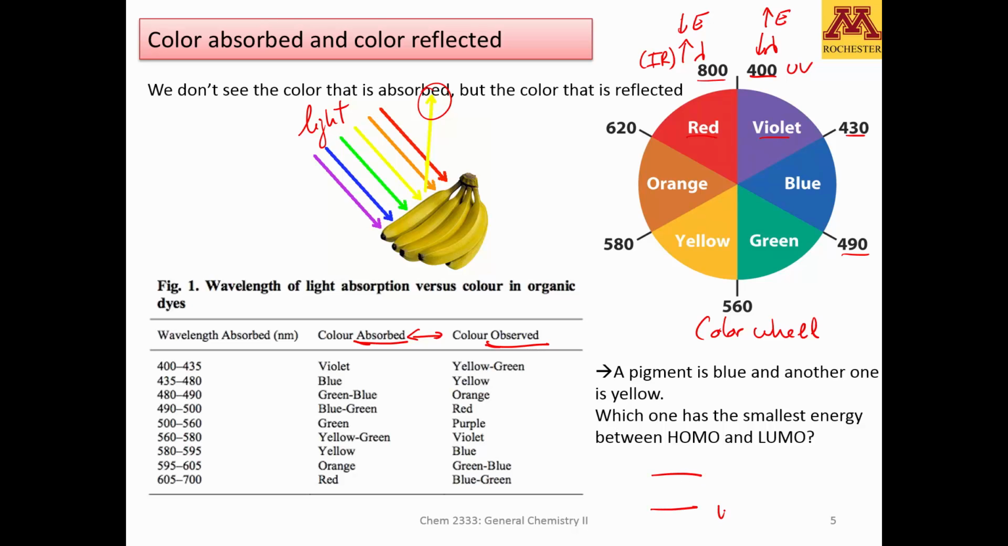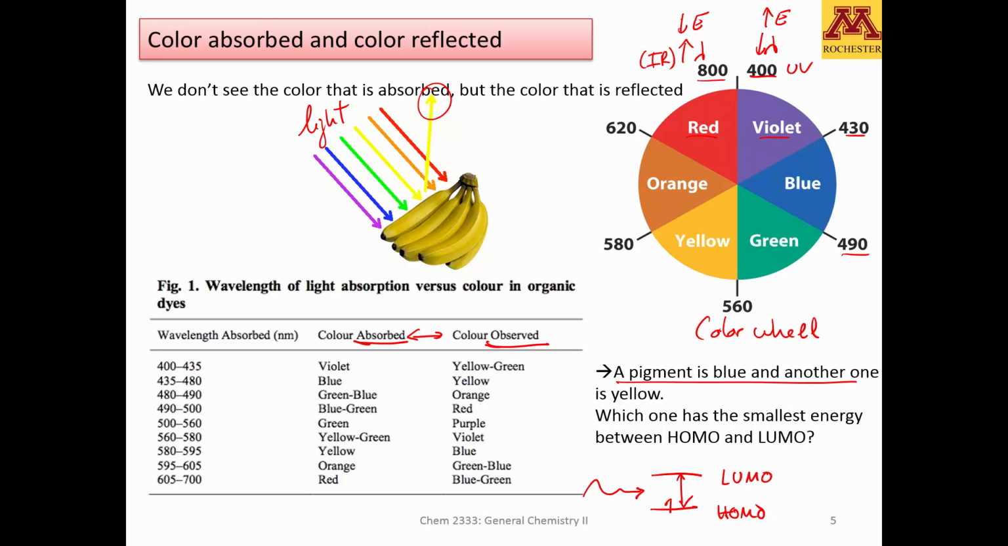Okay, so the color that is absorbed is related to the difference between the HOMO and the LUMO. So for example, if this is my highest occupied molecular orbital and this is my lowest unoccupied molecular orbital, and here's an electron and here comes a photon of light, if the molecule absorbs this photon of light, it means that this photon has the exact energy that matches the difference between the HOMO and the LUMO.